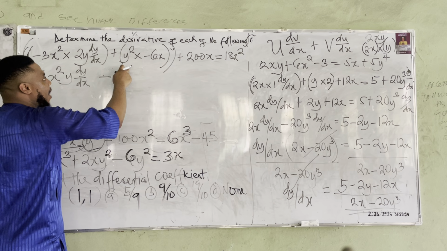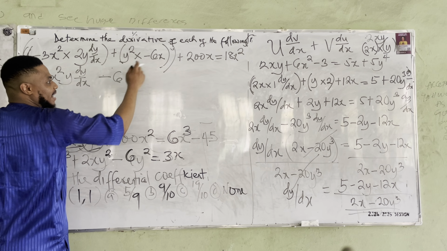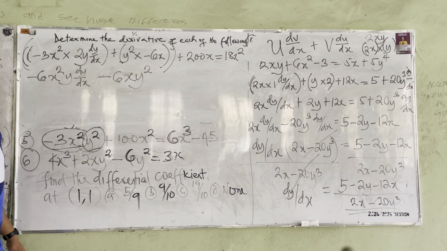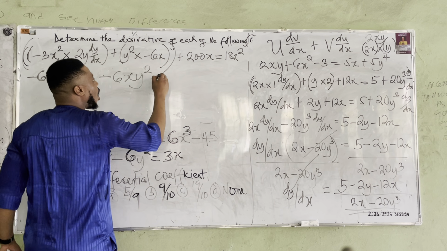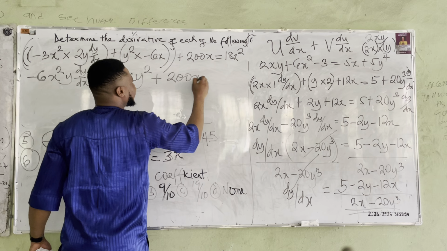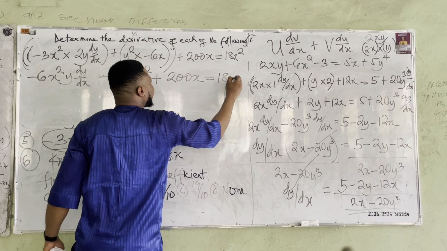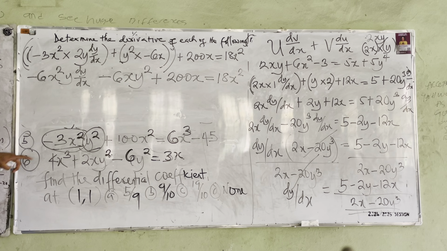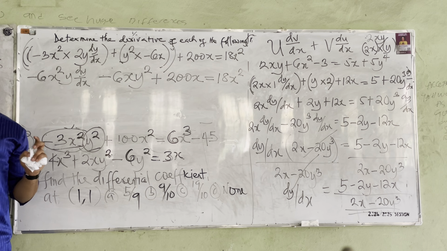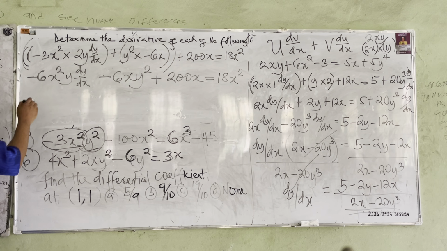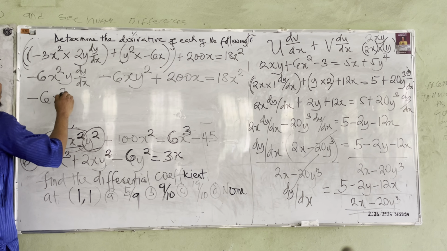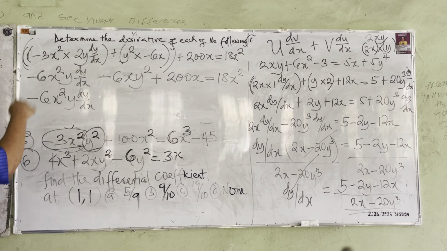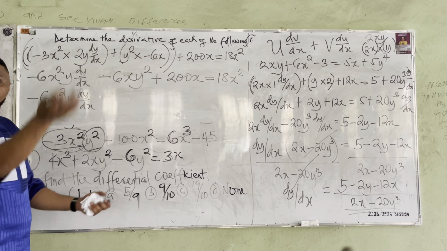Alright, so minus 6. X usually comes before y, right? So y squared times x, x y squared. Plus 200x equals 18x squared. Luckily here, we have only one dy over dx, so it will be easy. So we can just say minus 6x squared y dy over dx. Luckily for us, the dy over dx is already on the left hand side, so there's no need moving.